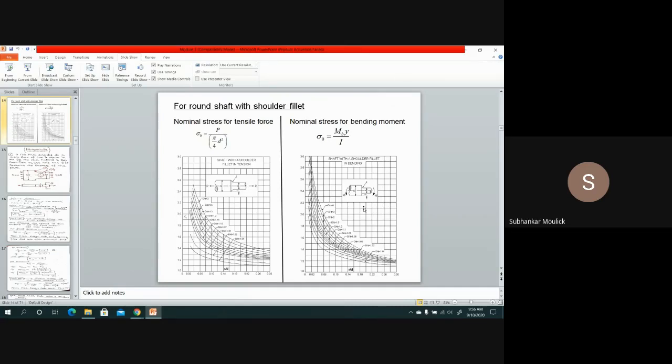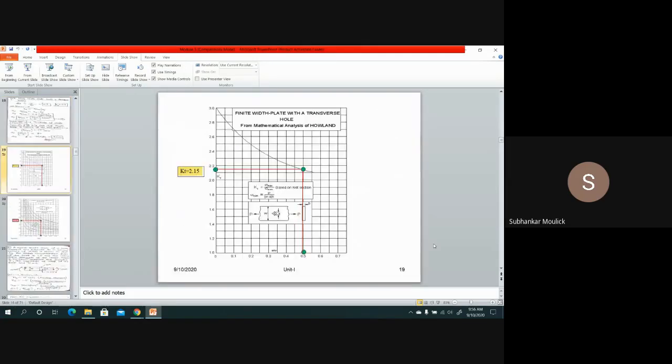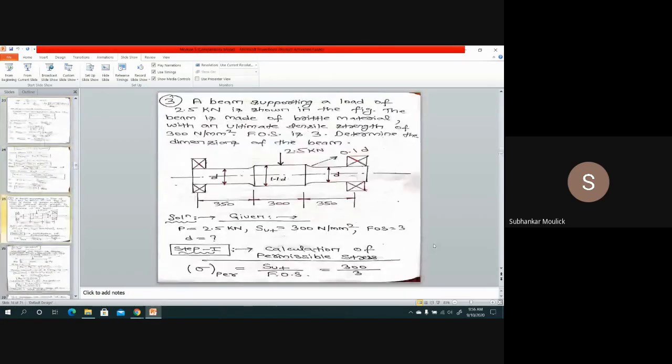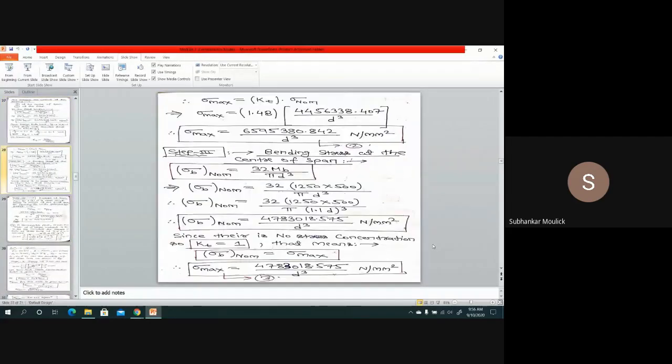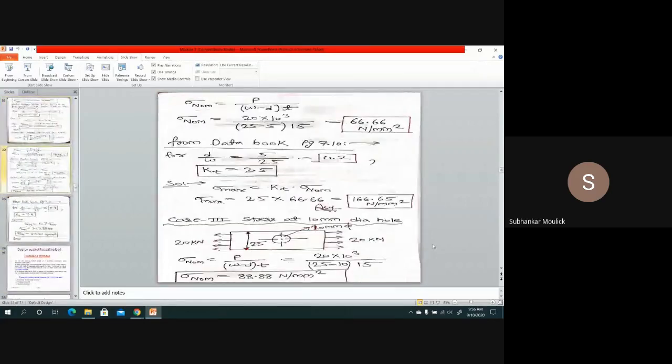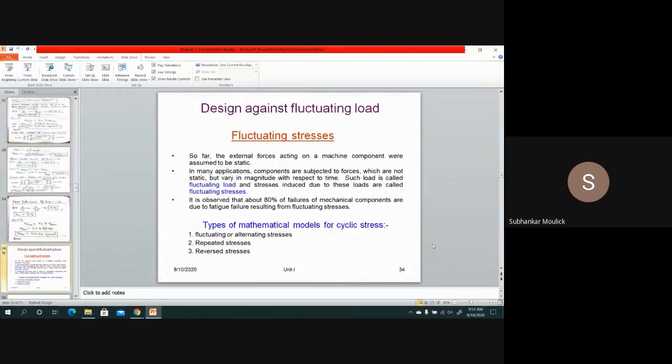Any doubt in stress concentration? No, sir. Okay. So let us move with the second part of this third module, and the second part is fatigue failure. How a mechanical body fails due to fatigue, that is design of a mechanical component subjected to fluctuating load. So can you tell me what is a fluctuating load? What is the difference between a static load and a fluctuating load?